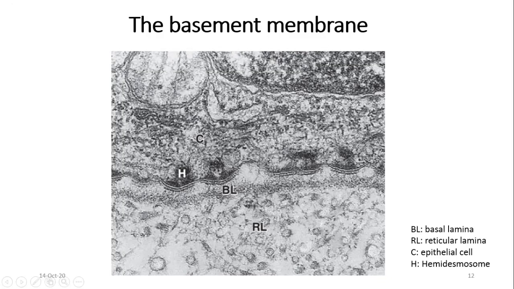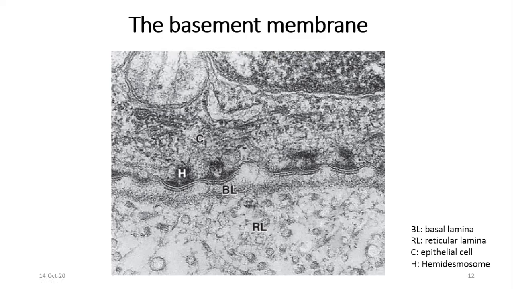This upper part, denoted by C, is the epithelial cell, and here is the basal domain, the basal part of the epithelial cell. At the basal part, we'll see this gray region, BL, is the basal lamina, and this region is the reticular lamina, RL. So this and this, they compose the basement membrane.